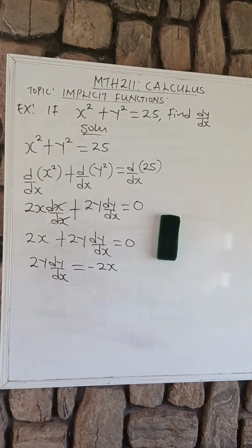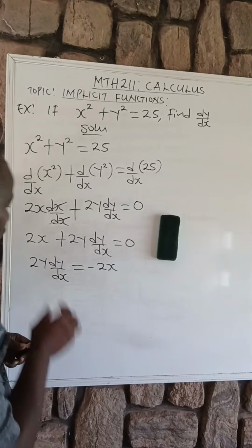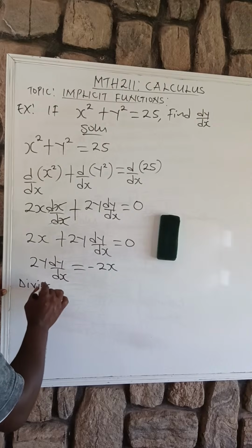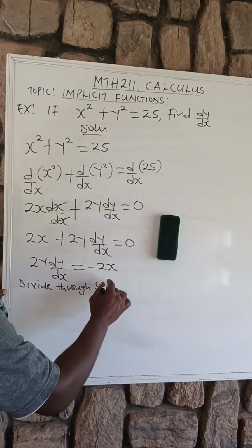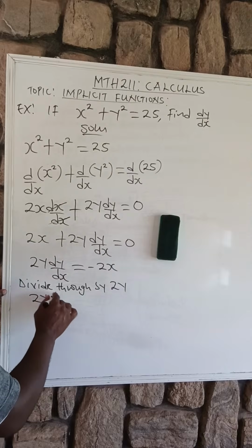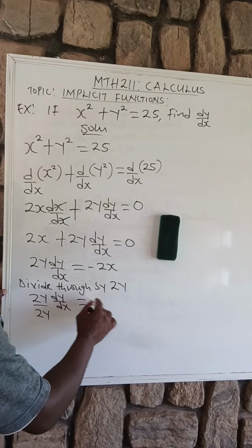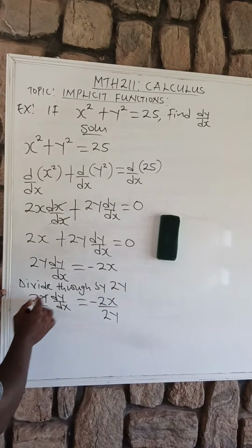What we are going to do here is we are going to divide 2 by what? 2y. So we now write divide 2 by 2y. So it means this is how it's supposed to be. 2y dy all over the x all over 2y equals to minus 2x all over what? 2y. So this and this will go.